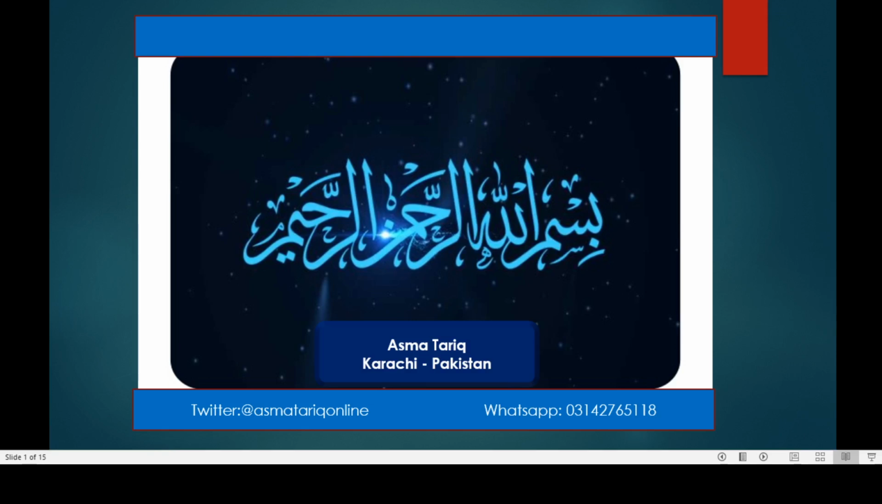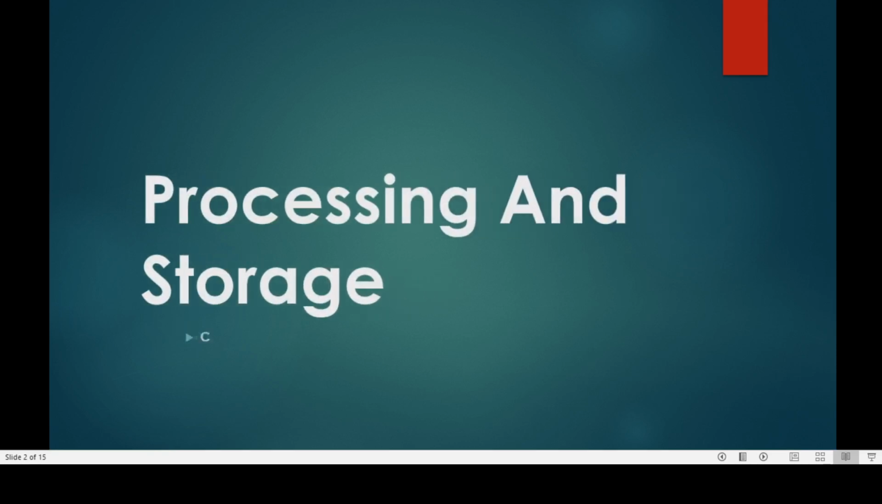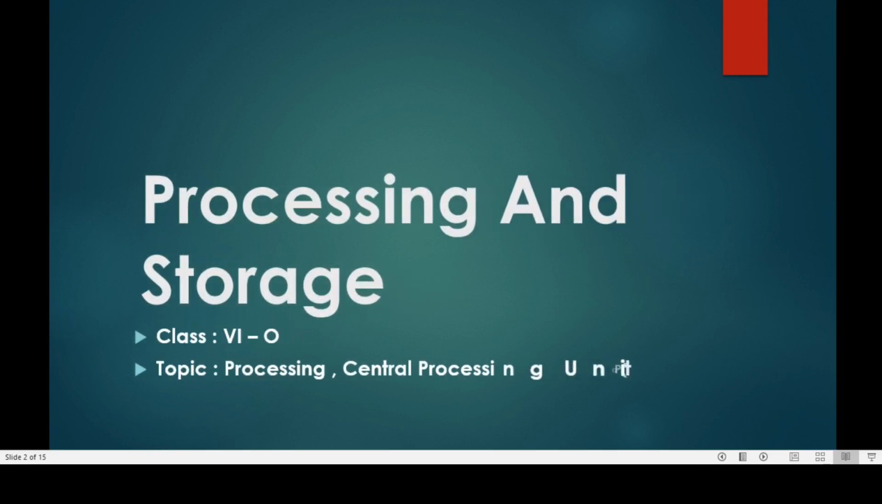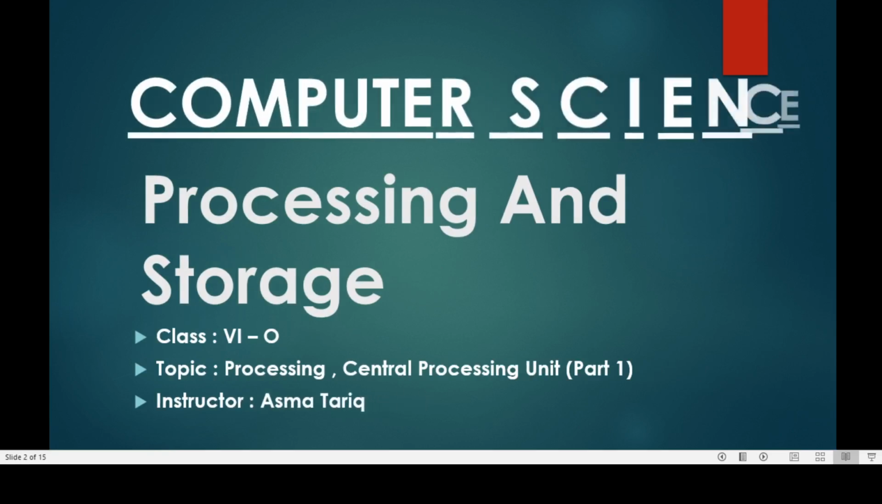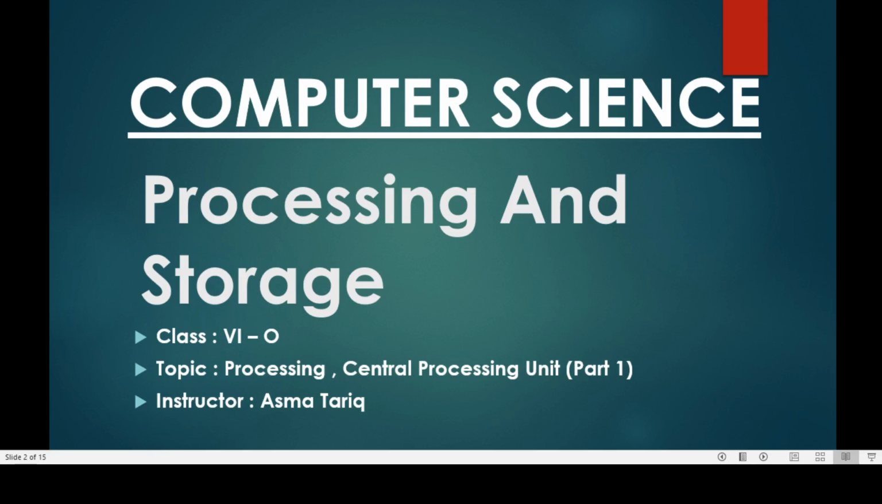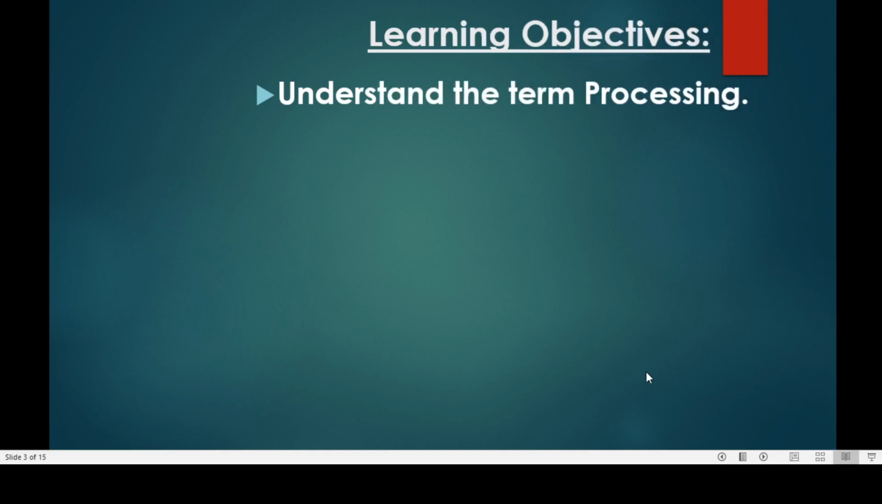Today we will learn about processing and storage. In this chapter we will learn about what is the processing and the central processing unit and microprocessor in detail. So let's see what the learning objectives of this chapter are: understand the term processing and the central processing unit in detail and the components of the central processing unit.